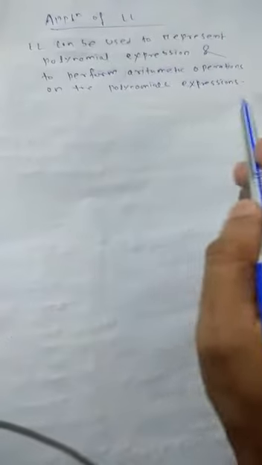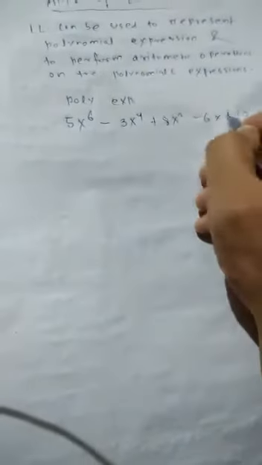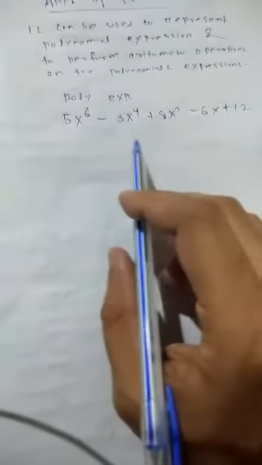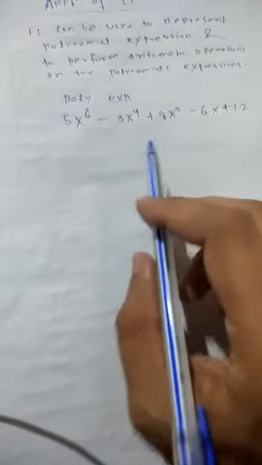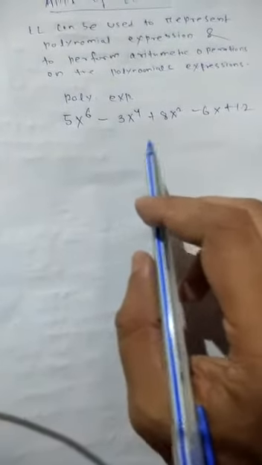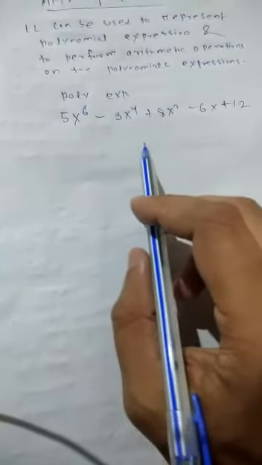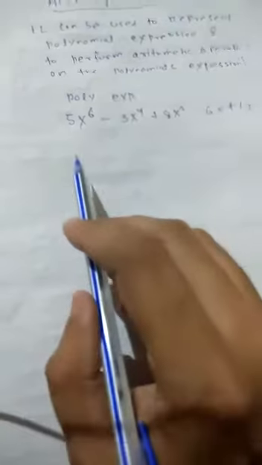So suppose let us consider a polynomial expression: 5x to the power 6 minus 3x to the power 4 plus 8x square minus 6x plus 12. So how is the linked list represented? A polynomial expression can be represented by means of a linked list where each node represents a term of the expression having both coefficient and exponent.